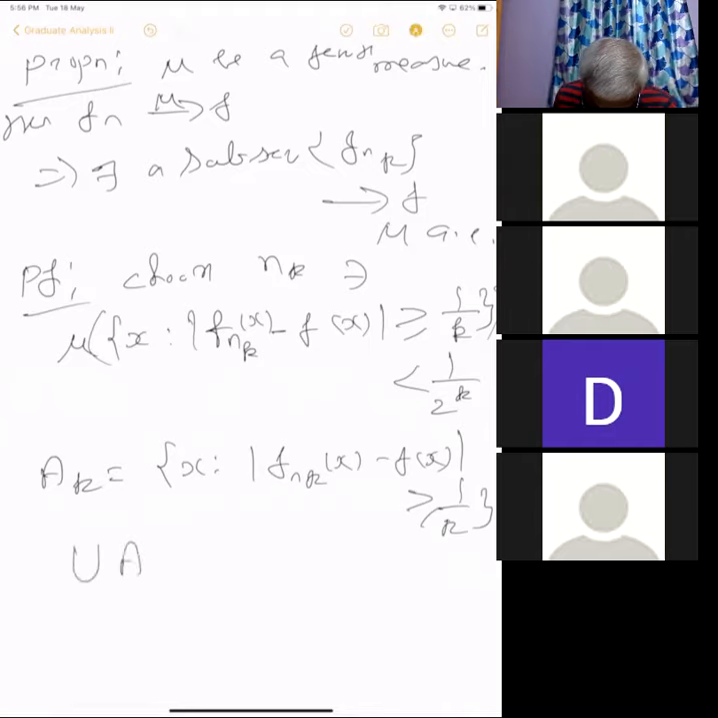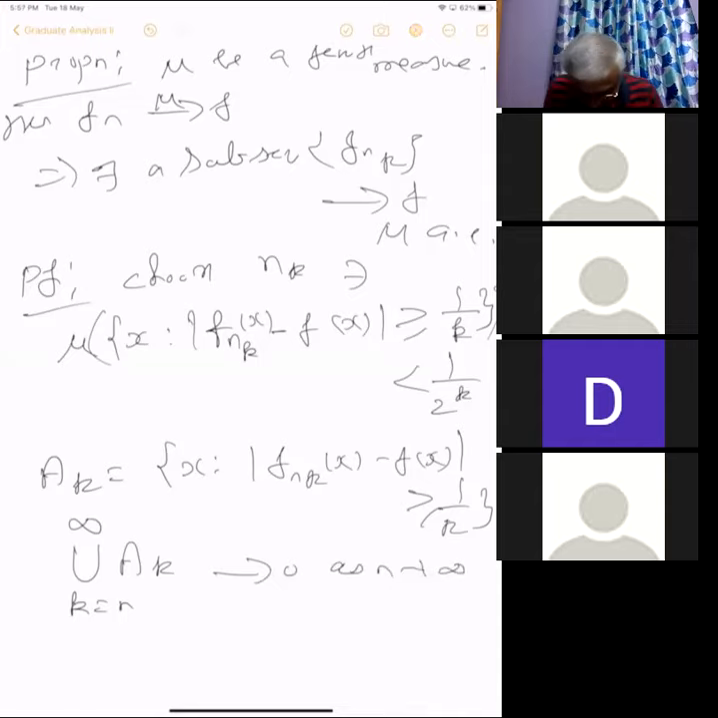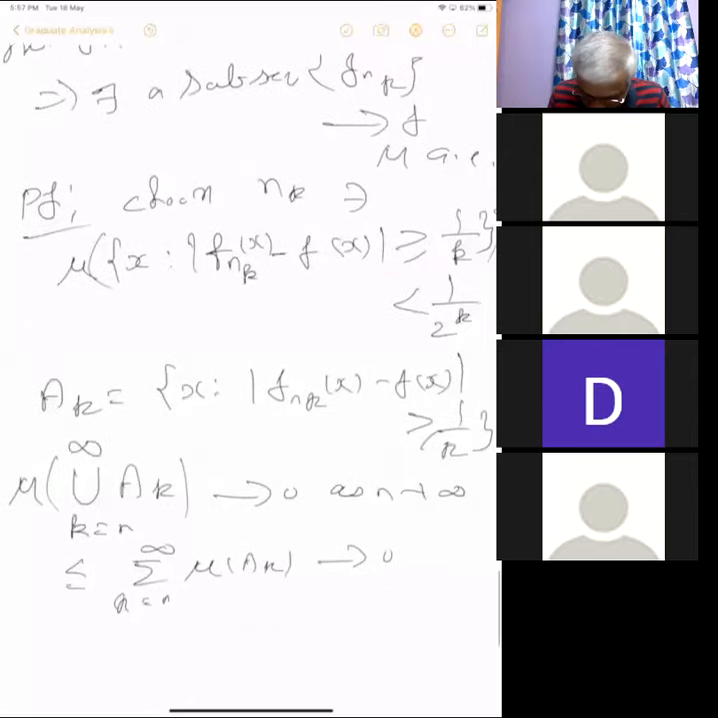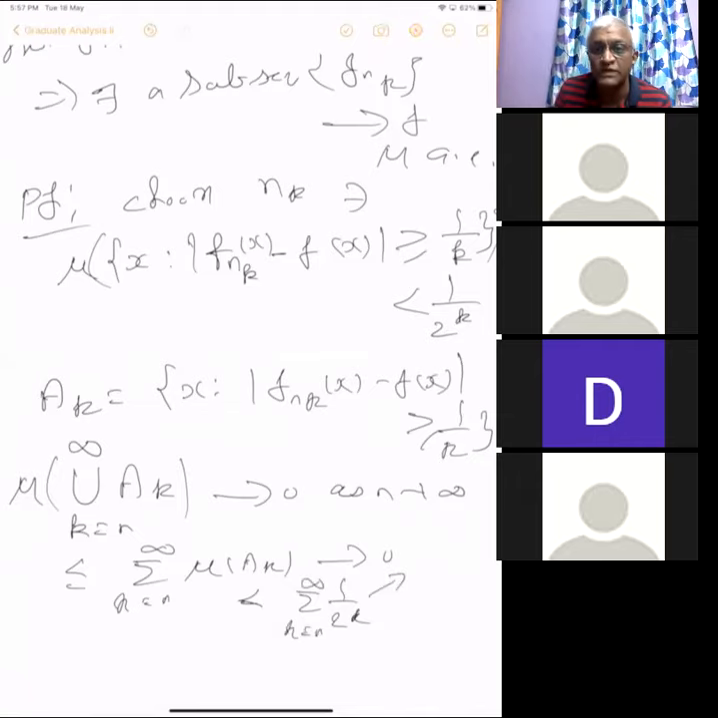So the union of AK, k equal to n to infinity, goes to 0 as n goes to infinity. Because the measure of this is less than or equal to the summation of mu of AK, k equal to n to infinity, which is less than or equal to summation 1 by 2 power k, k equal to n to infinity. This goes to 0 as n goes to infinity, since it is the tail of a convergent series.